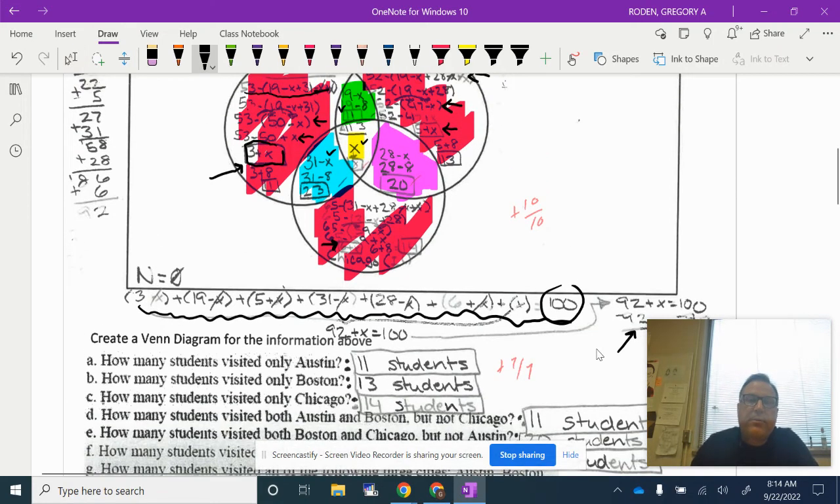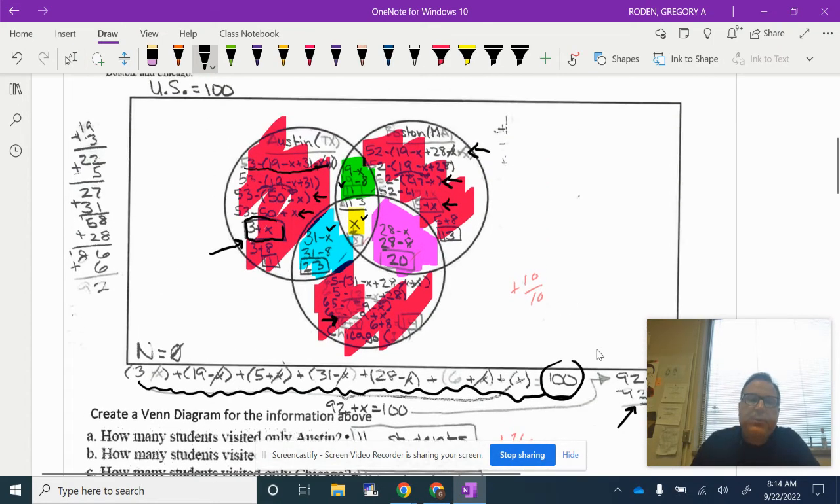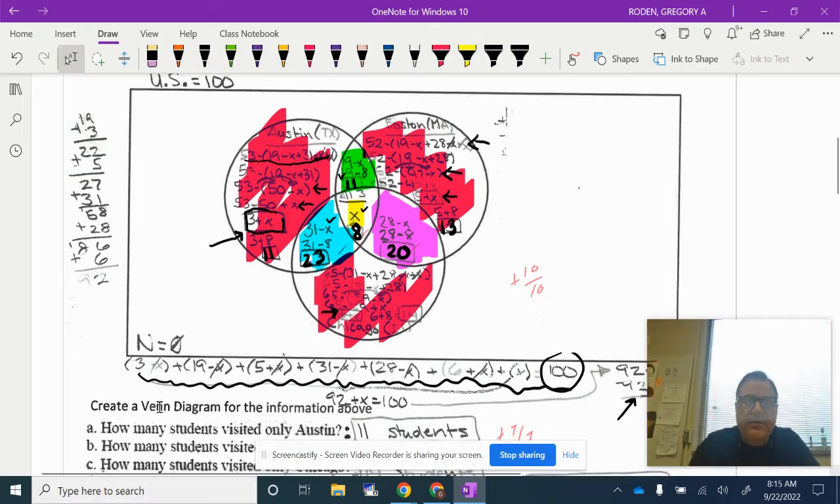When you plug them in, I believe this one is going to be 11, and this one is going to be 11 right here. This one is going to be 13. X is 8, we already know that. This one's going to be 23, and then this one's going to be 20. Okay, so just look at that math really quick, and it should explain it. This person does such a nice job of going over that. All right, and then it's just answering questions.